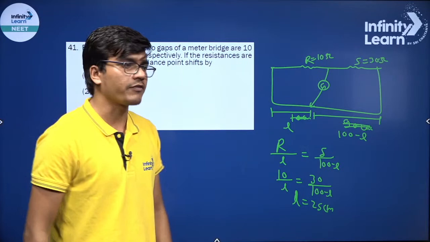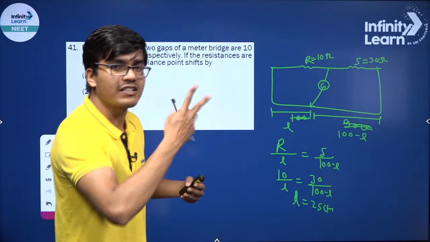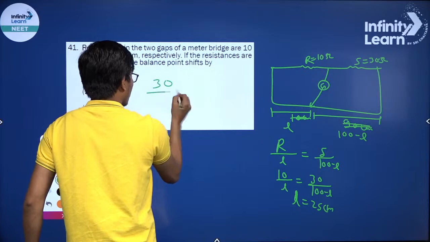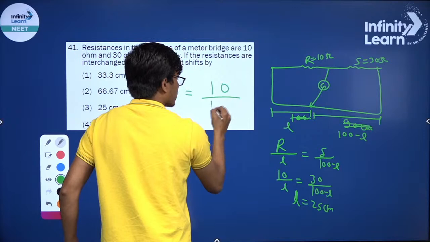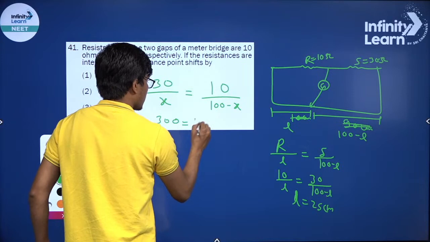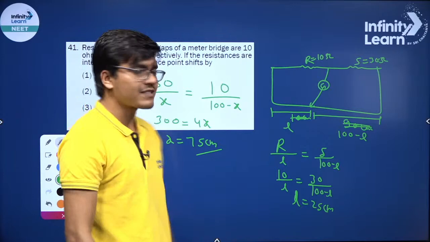Now what you have done is, you have just interchanged the resistance. So in the second case, this S will come this side. So 30 upon, let's say the new length is X, and this 10 will go that side. So 10 upon, the remaining length will be 100 minus X, right? So this is 300 is equal to 4X. So my X is 75 centimeter. So initially the balancing length was 25 centimeter, and right now I am having 75 centimeter.